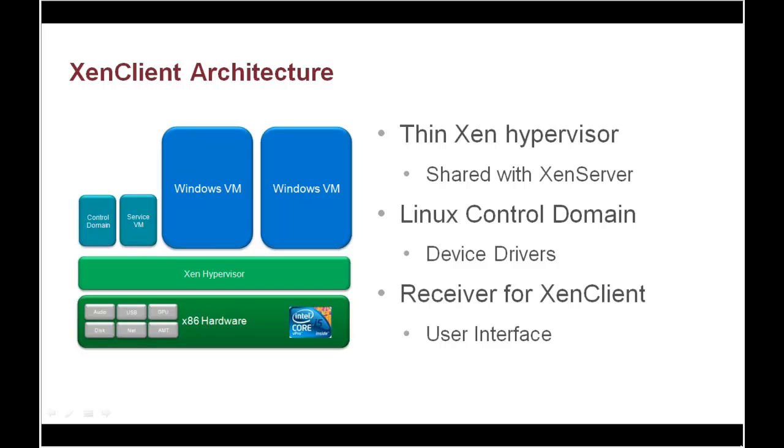And then on top of that, we launch something called the control domain. It's this little tiny Linux VM, and that runs some of the device drivers to talk to the underlying hardware. And then we launch another little Linux VM, and that's the receiver for XenClient. That's the service VM that I was talking about. And that provides a user interface. And then on top of that, you load your Windows virtual machines, your personal and business, or your dev and test, right on top of the hypervisor.